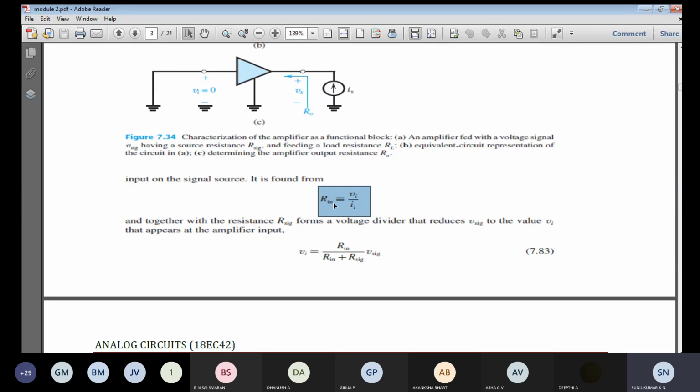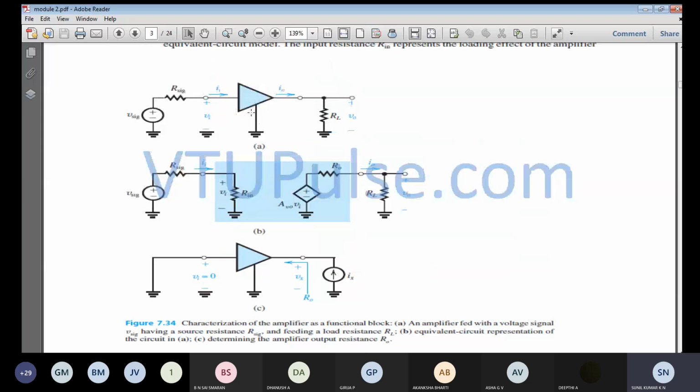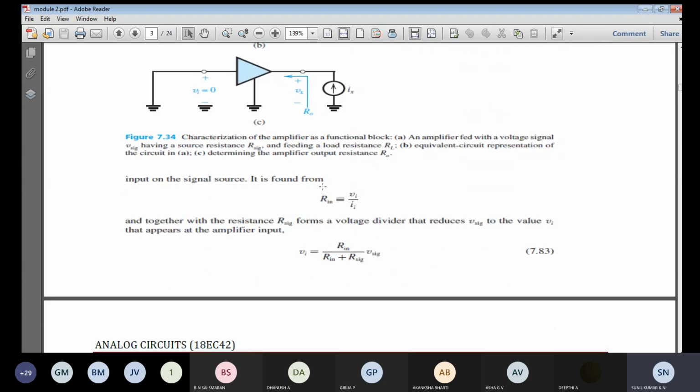The same way, if you consider this as a BJT common emitter amplifier, the base current will be flowing, which is considered as the base current IB, and VBE will be the input voltage. So VBE by IB gives the input resistance for a common emitter amplifier. For a common source amplifier, the current will be 0, so the input resistance will be infinite. Like that you have to analyze.